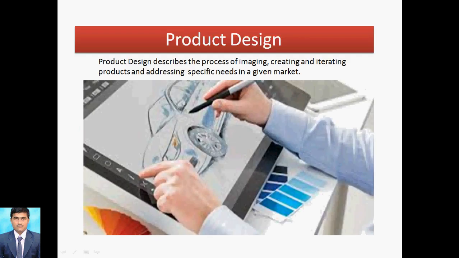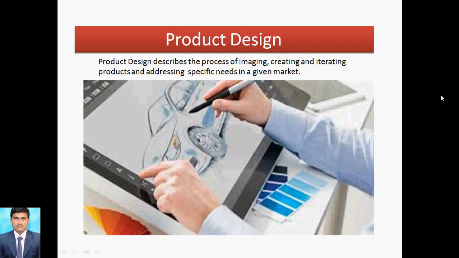First of all, we look at the product design definition. Product design describes the process of imagining, creating and iterating products and addressing the specific needs in a given market. For that purpose, we go for the design thinking process. First, empathize with people, that means we interact with people.